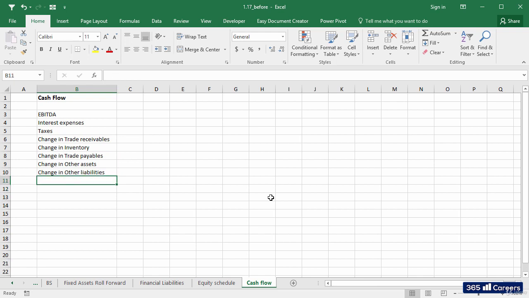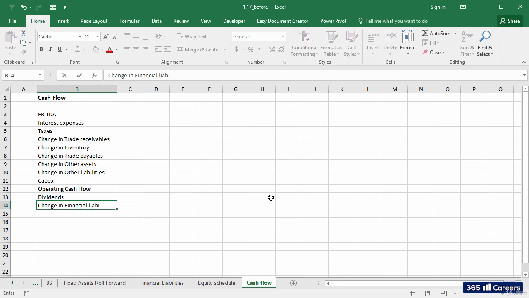Next, we will consider capital expenditures, investments in PP&E. Once we've arrived here, we'll be able to calculate operating cash flow. Below operating cash flow, we'll have several non-operating items: dividends, change in financial liabilities, change in provisions, and change in equity. Once we've added these items, we'll arrive at net cash flow.